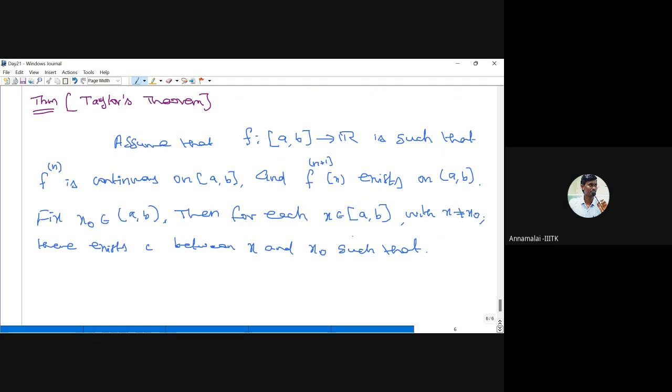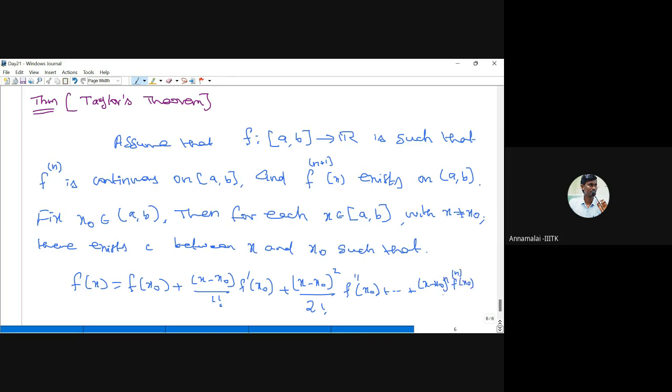So what is important? The expression is f of x equal to f of x naught plus (x minus x naught) by 1 factorial into f dash of x naught, plus (x minus x naught) square by 2 factorial into f double dash of x naught, and so on, plus (x minus x naught) power n into the nth derivative of f at x naught by n factorial, plus the remainder term: (x minus x naught) power n plus 1 by (n plus 1) factorial into the (n plus 1)th derivative of f at c, where that c lies between x naught and x.